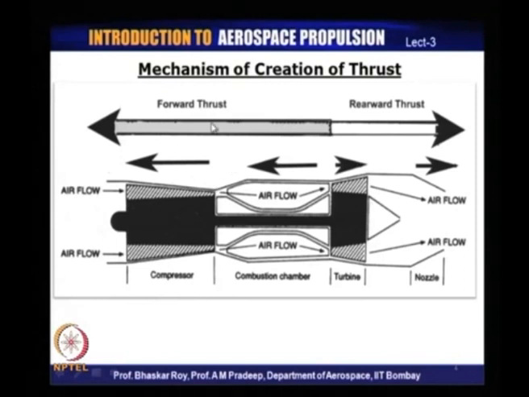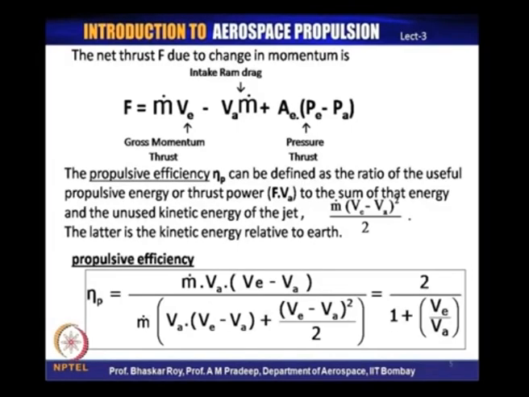So, this is the mechanism by which the thrust is actually created inside a jet propulsion device. Let us now look at the equation that we were talking about, the thrust equation. We had seen the first part, which constituted what we had called the momentum thrust. The first part of the momentum thrust can be called the gross momentum thrust, which is the action reaction principle at the exit of the propulsive device or the engine.